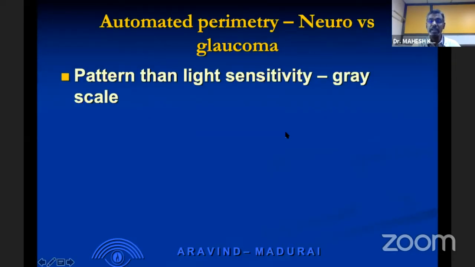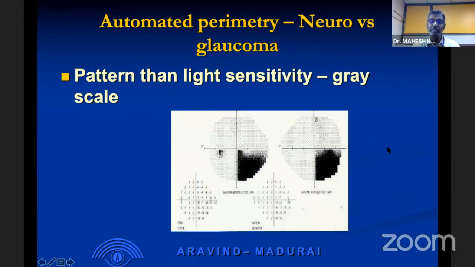So among the other methods of perimetry, automated perimetry has become the gold standard now. And there are certain fundamental differences between neuro-ophthalmic automated perimetry as well as glaucoma automated perimetry. Here we look at the pattern rather than the light sensitivity by looking at the grayscale in neuro-ophthalmic field defects. For example, since the neuro-ophthalmic field defects are absolute field defects and not relative in most instances, we can grossly compare the patterns, which will give us a localizing value.